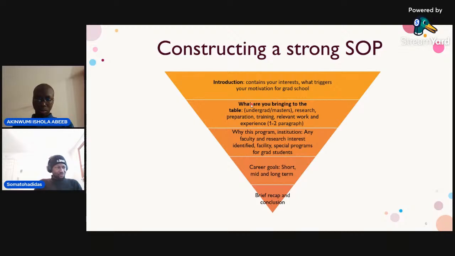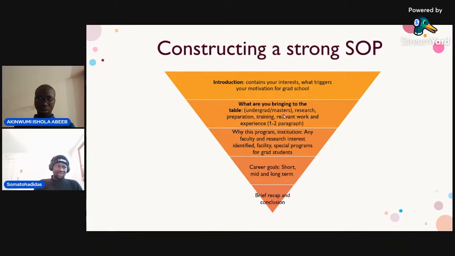So what you are bringing to the table, you are supposed to show it here. So for example, at your undergrad, what have you acquired? What have you amassed together? You know, what experience are you coming with? What skills do you have?